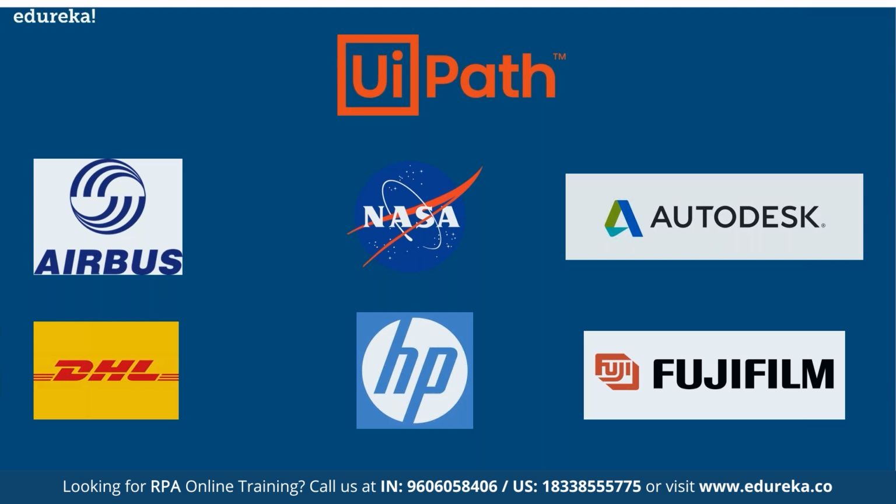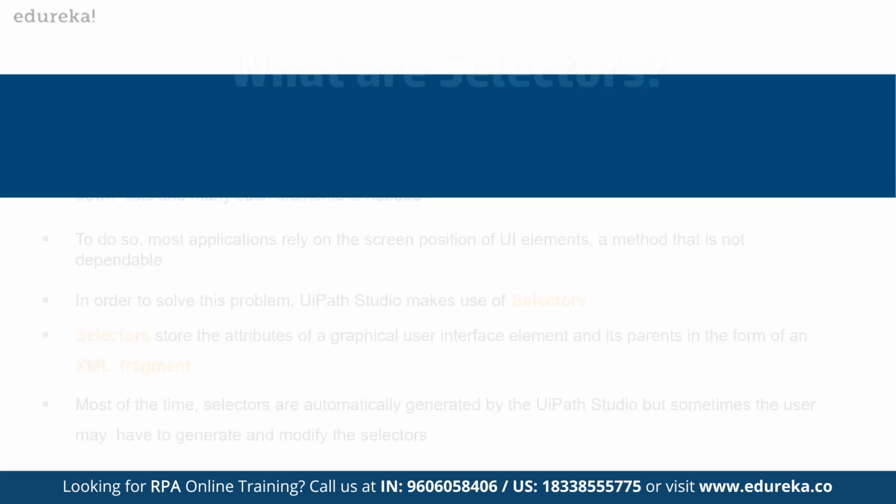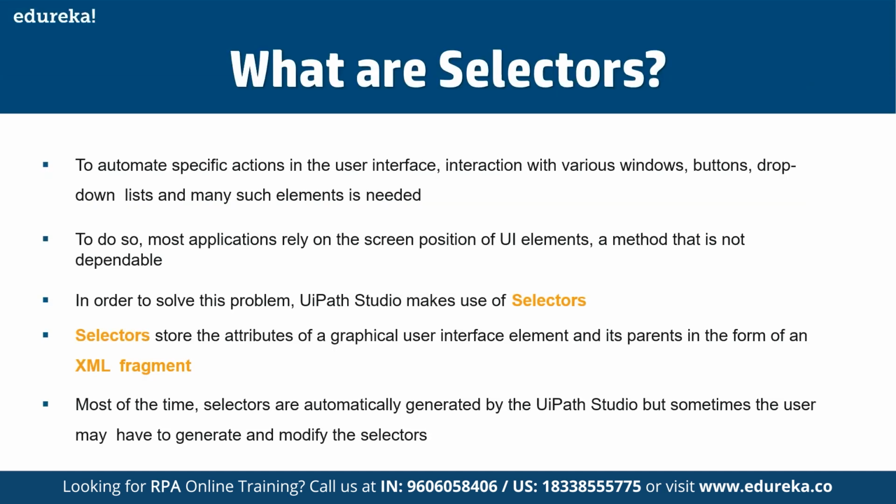First of all, if we talk about selectors, to automate specific actions in the user interface, interaction with other windows, buttons, drop-down lists, and many more, such an element is required. To solve this problem, UiPath Studio makes use of selectors. At the end, most applications rely on the screen position of UI elements, a method that is not dependable. That's why we are going to make use of selectors.